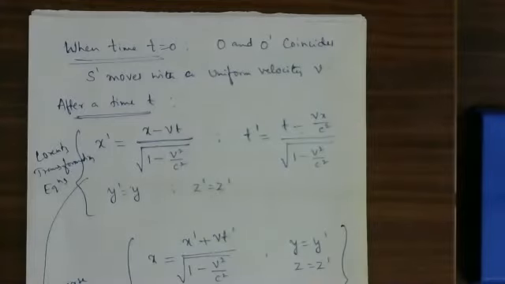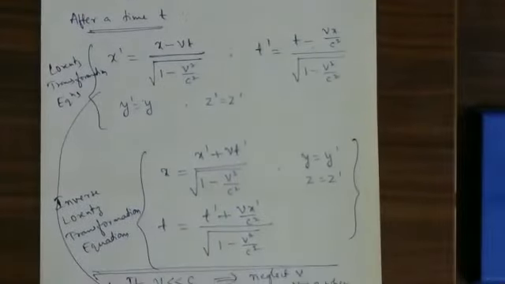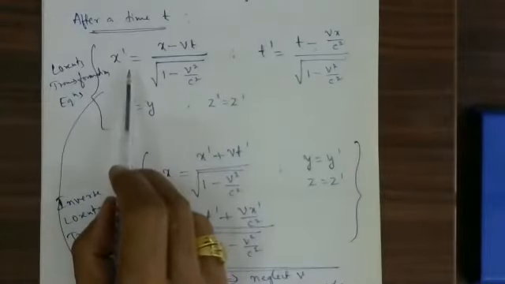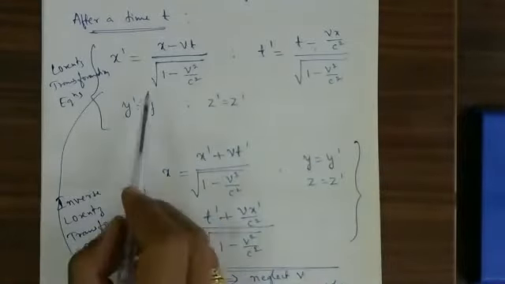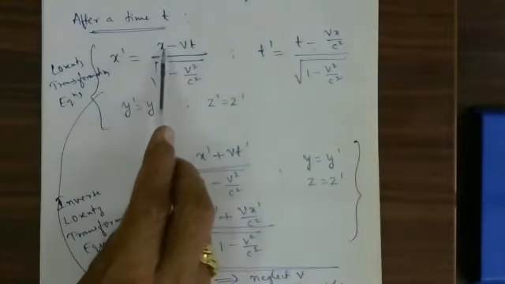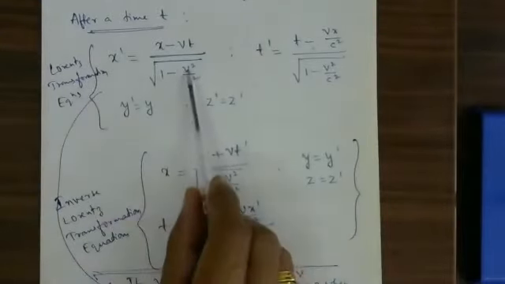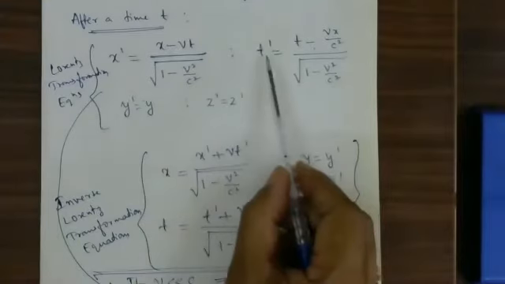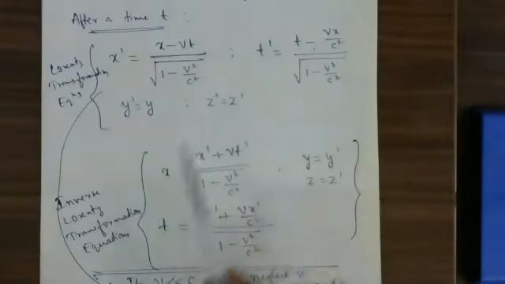Listen now. Already we have discussed the Lorentz transformation equations and the inverse Lorentz transformation equations. I require both. This is in the S dash frame, the moving frame. This is in the S frame, which is at rest with respect to the moving frame. V is the velocity of the moving frame S dash, C is the velocity of light, T dash is the time interval in S dash, and T is the time interval in S.